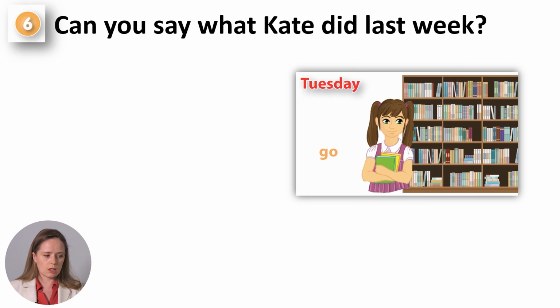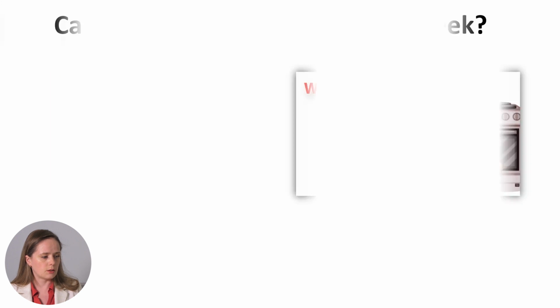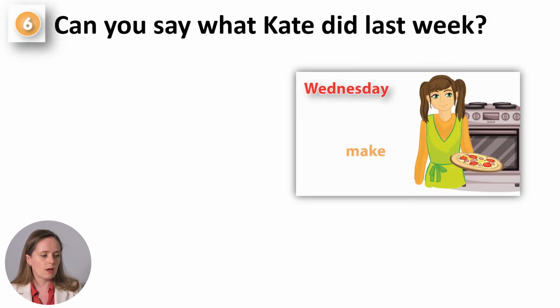Okay, let's go to Tuesday. Tuesday, go, and you can see there behind Kate a library. So she goes to the library every day. Probably she goes to the library every day. But what did she do on Tuesday? We should say in the past. În trecut. On Tuesday, she went to the library. A mers la bibliotecă.